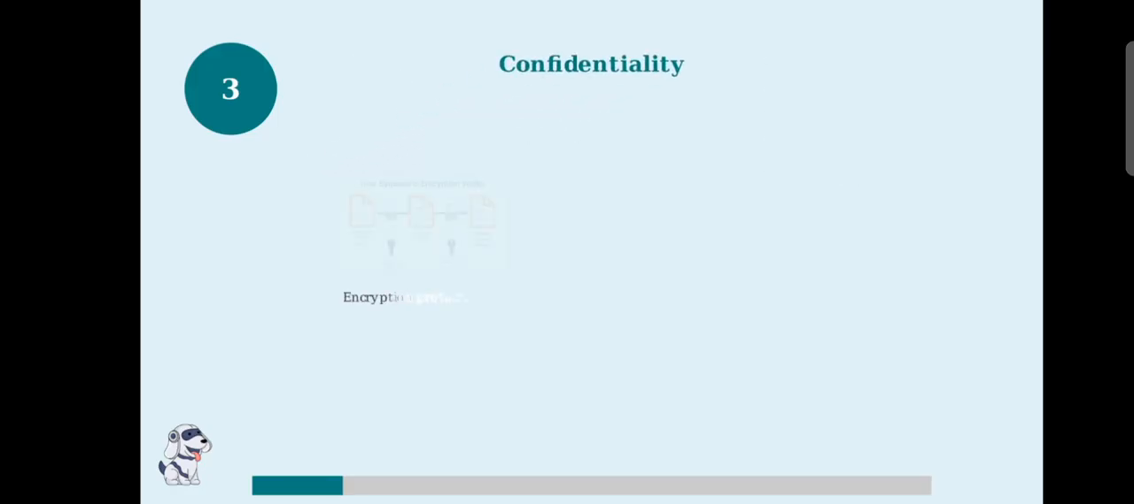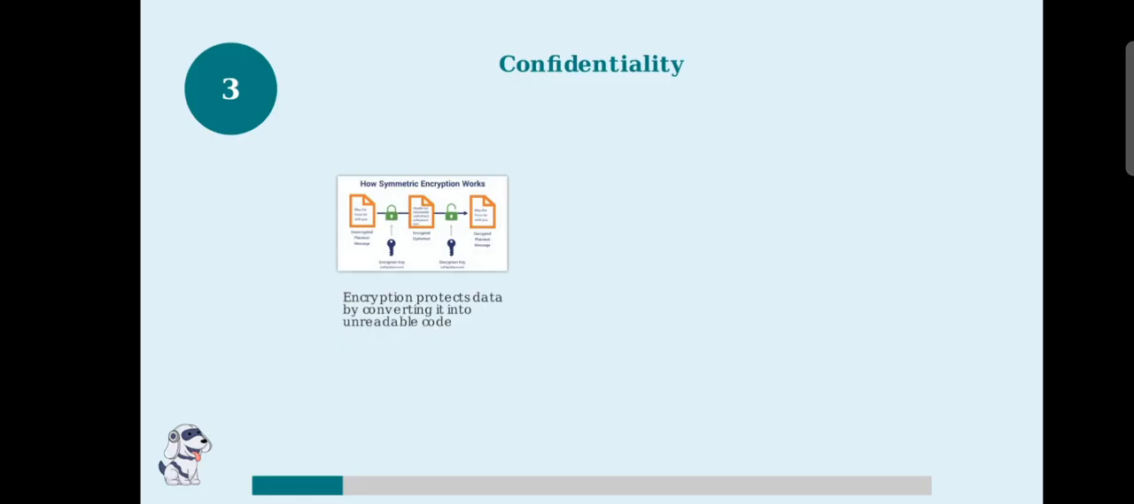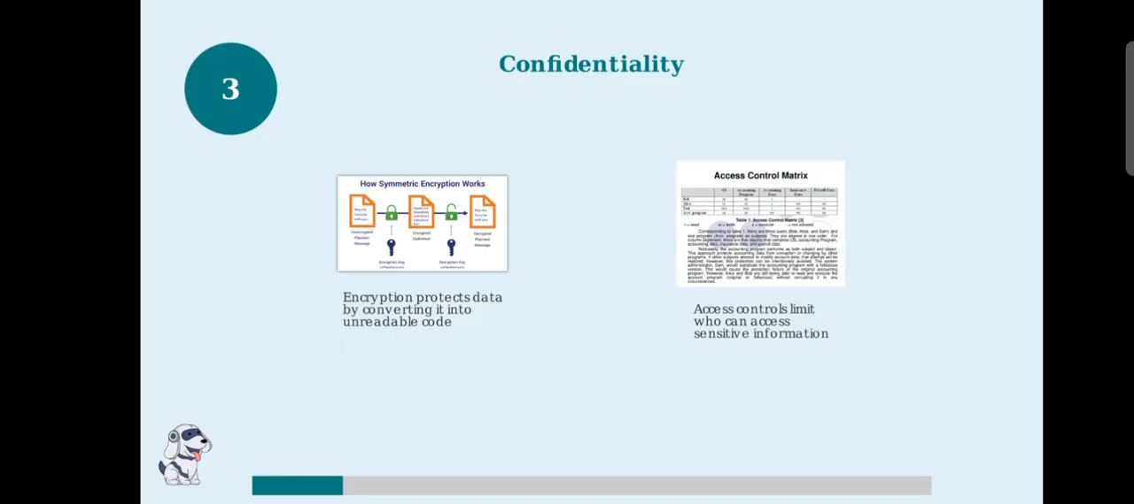Confidentiality ensures that sensitive information is only accessible to authorized individuals. This is achieved through encryption and access controls. Access controls determine who can view or modify specific information. An access control matrix defines permissions for different users and resources.